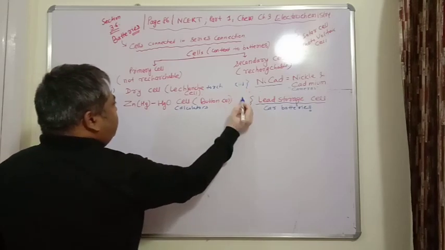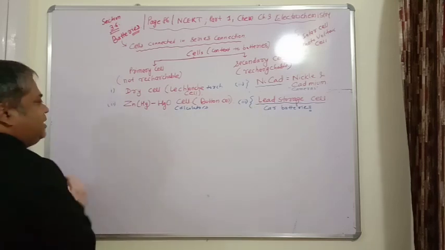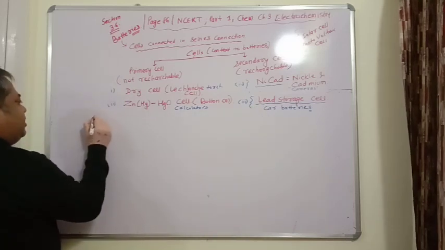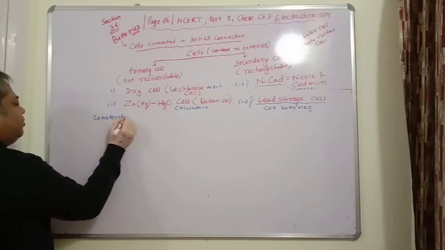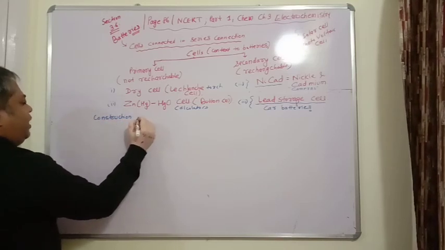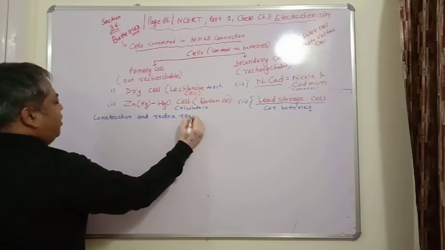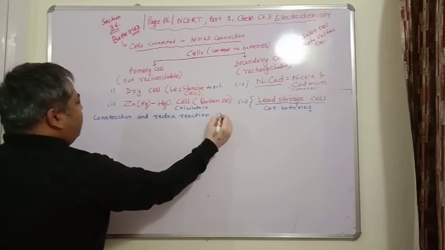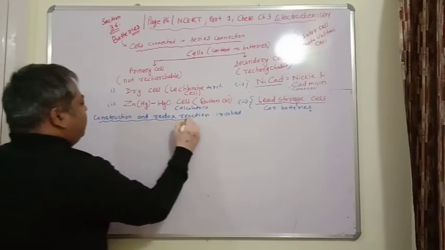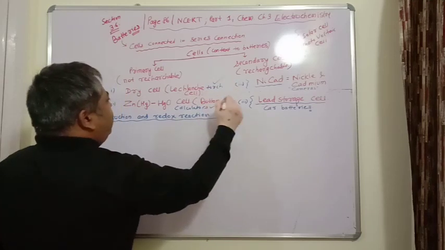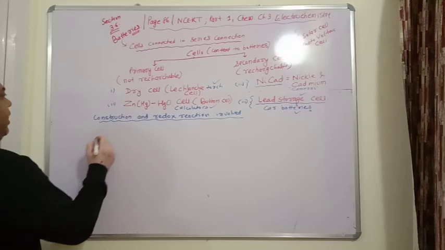So what we have to study in this is their construction, how they are formed, and the redox reaction involved. That's it. These two things we have to study. Where they are used, this we already know. Now let us see Leclanché cell.